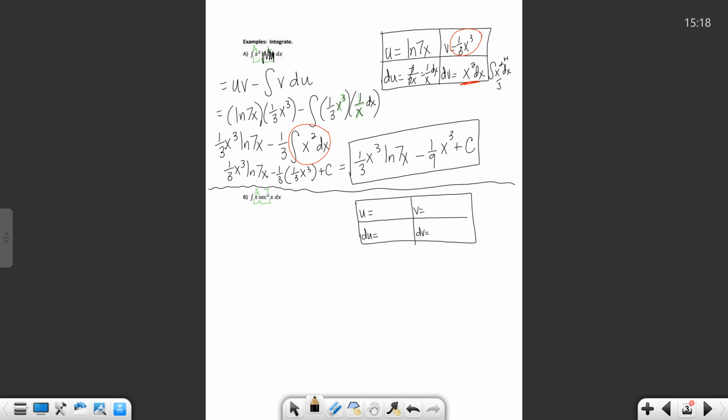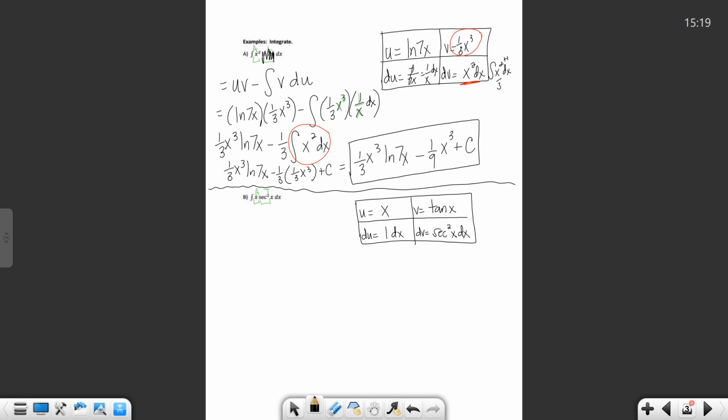We got to go in the order L-I-A-T-E. So I don't have any L's, don't have any I's, but I do have an A. Okay, so I'm going to let u be the algebra, which means whatever's left over, which is secant squared x dx, becomes dv. Okay, fill in your box. If u is x, then du is just 1 dx. And if dv is secant squared x dx, whose derivative is secant squared? If you're going to integrate it, it's tangent.